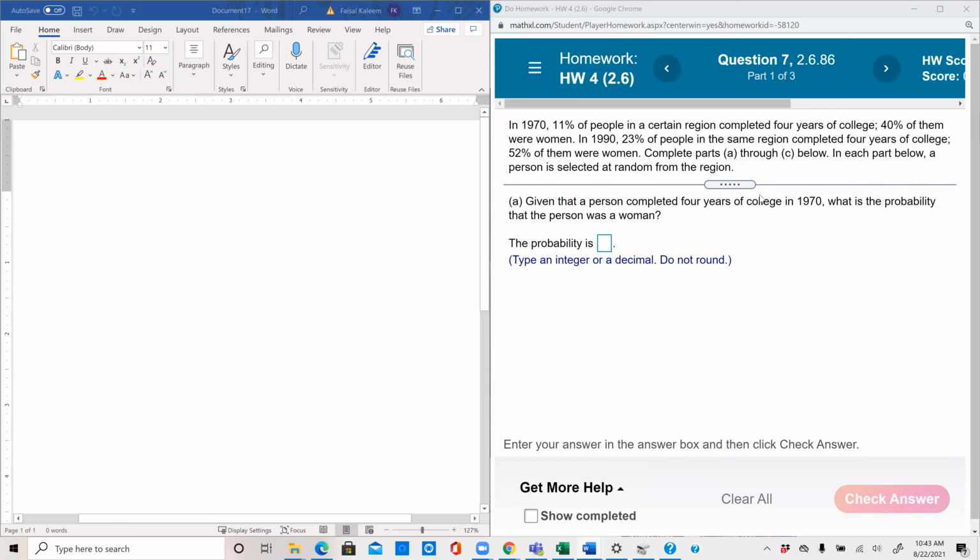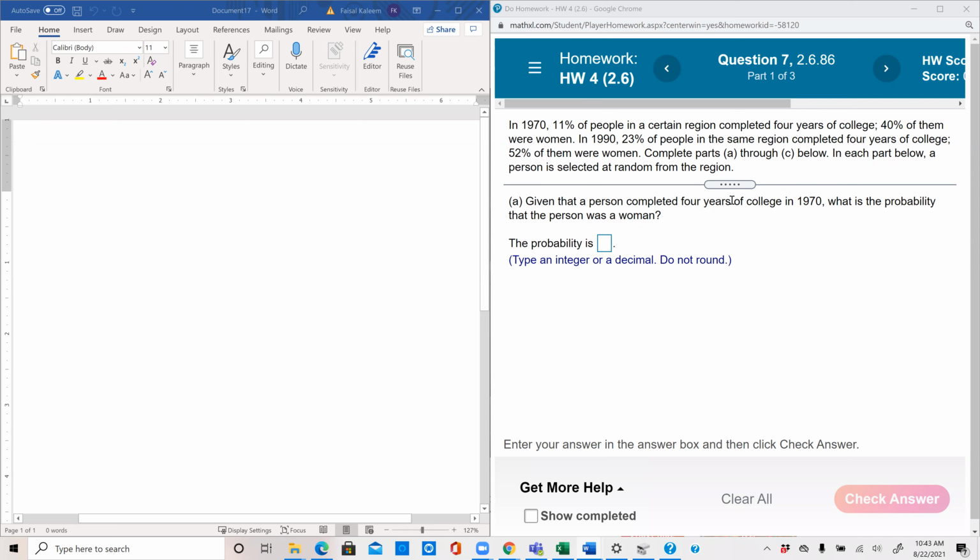In 1970, 11% of people in a certain region completed 4 years of college. 40% of them were women. In 1990, 23% of people in the same region completed 4 years of college. 52% of them were women. Complete parts A through C.